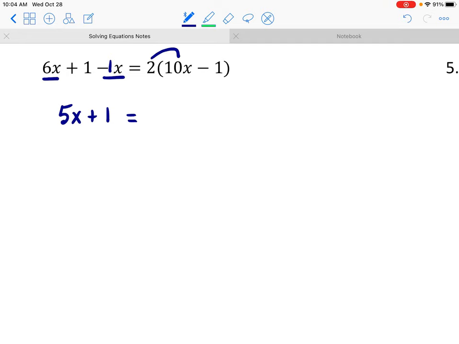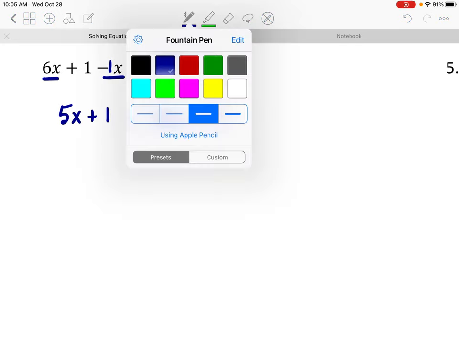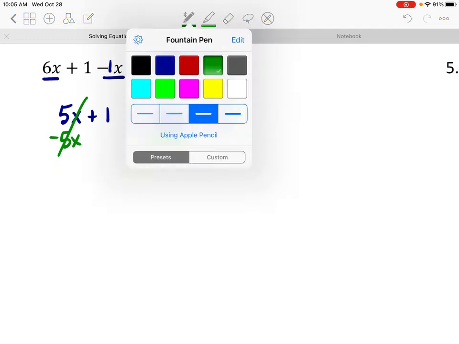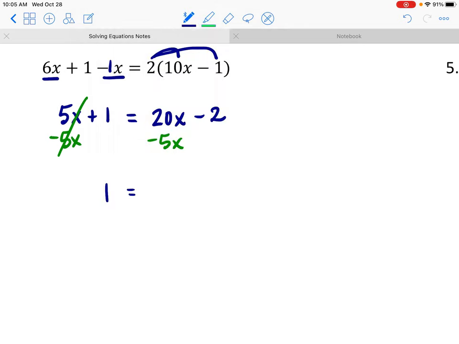Multiplying 2 times 10 gives me 20 in front of the x, and then 2 times negative 1 gives me a negative 2. So I simplified, but now I've got variables on both sides. So we need to get those together. And just so I can keep things positive, I'm going to subtract the 5 x's over from the 20 x's. So that cancels them from the left. That leaves me 1 equal to 20 minus 5, which is 15 in front of x, and then I have a minus 2 to bring down.